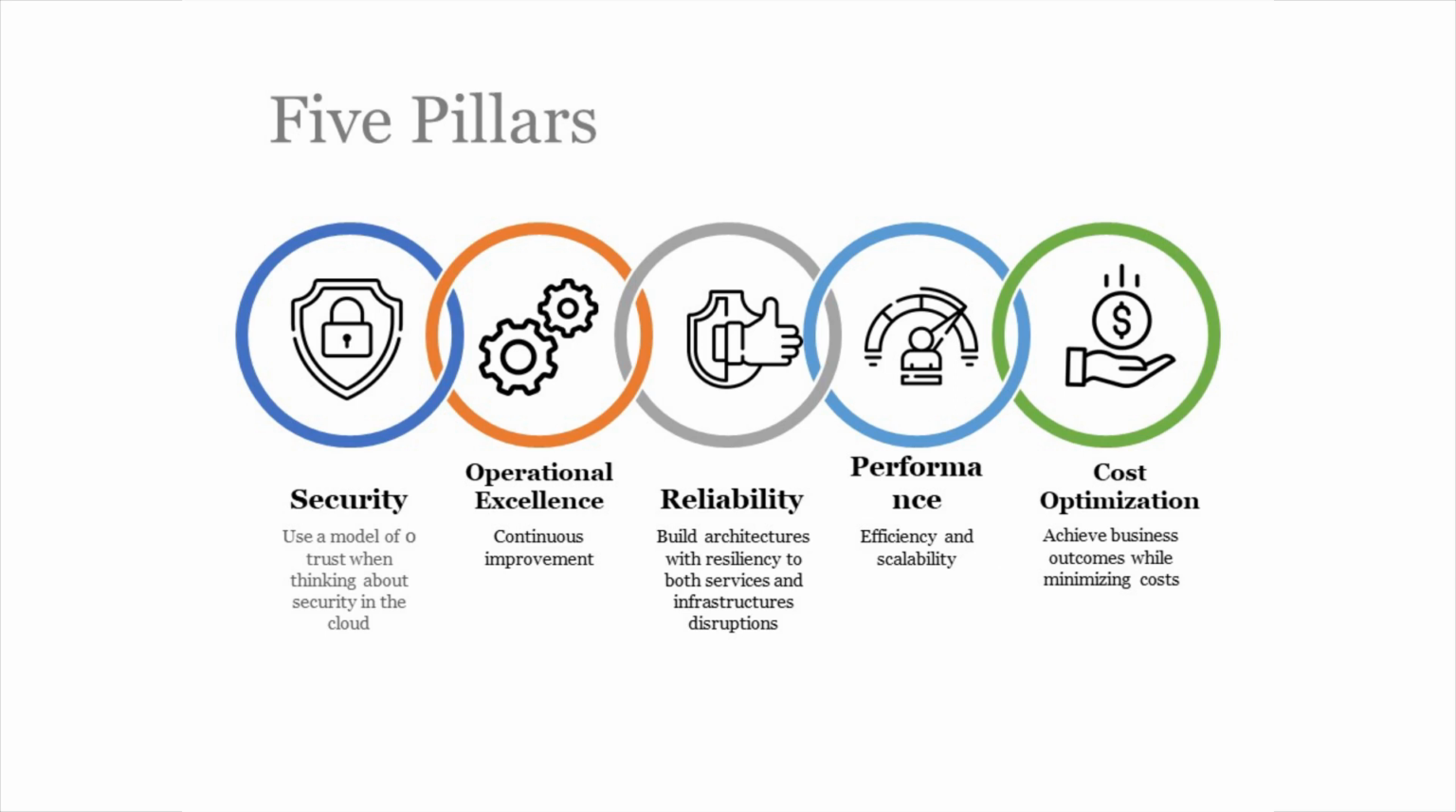Operational excellence. This pillar focuses on continuous improvement. You need to think about automation and eliminating human error. The more operations can be automated, the less chance of an error. In addition to fewer errors, it also helps you continuously improve your internal processes.